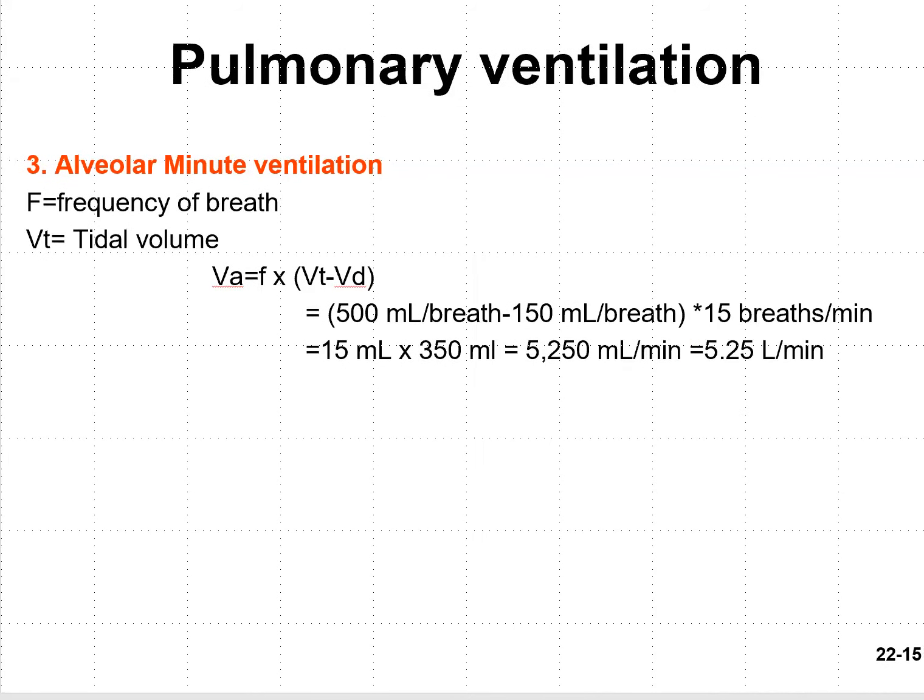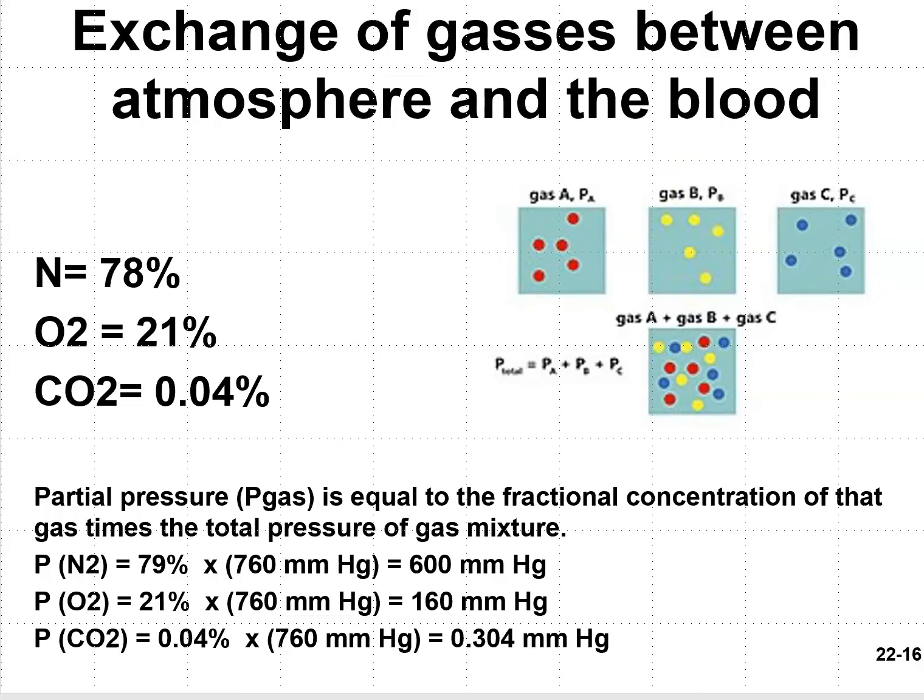The cardiac output is similar to the actual amount of gases that is exchanged at the lungs, specifically at the alveolus. So the pressure of gases and the difference in pressure of gases is the one that allows us to exchange CO2 and O2 in the lungs, and we denote this by partial pressure. So the partial pressure is equal to the fractional concentration of the gas times the total pressure of gases in a mixture.